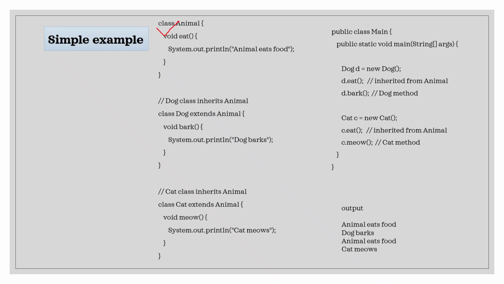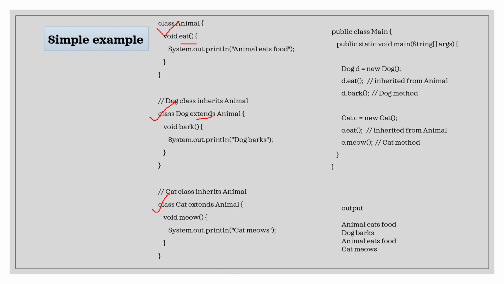Here in this example we have an animal class. It is a parent class and it contains a method called eat, which is inside animal class. Next we have two child classes. One is class dog and another is class cat. Both these dog and cat classes inherit the animal class using which keyword? extends keyword.